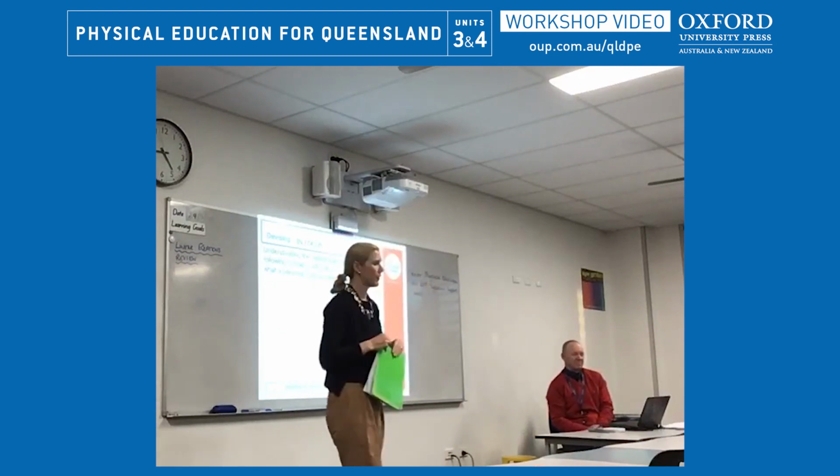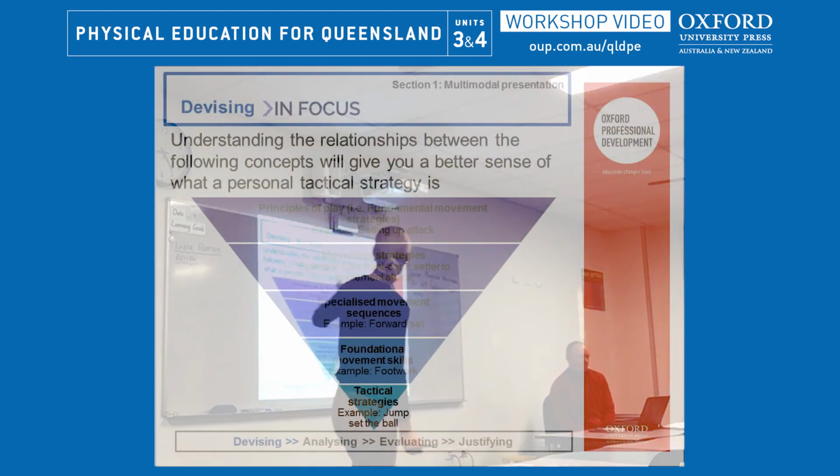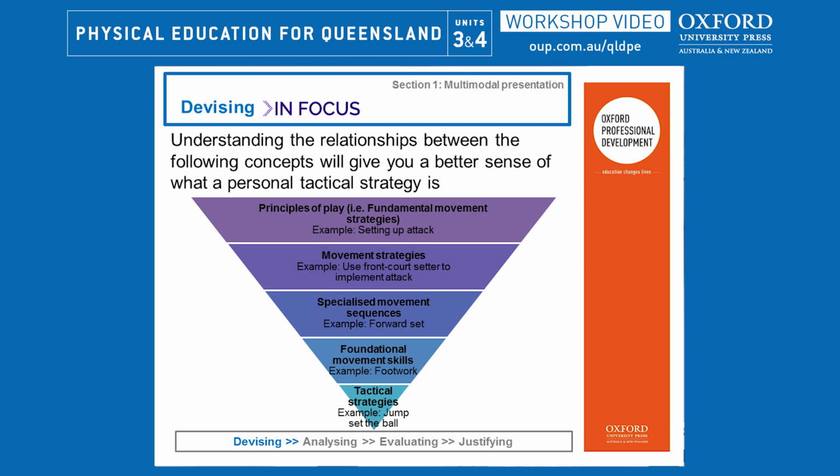Okay, so understanding the relationship in this upside down triangle might help us solidify this idea. So we've got principles of play. Now these are your goals for the game: setting up attack, defending against attack, creating space, exploiting space, scoring. There are five of them.